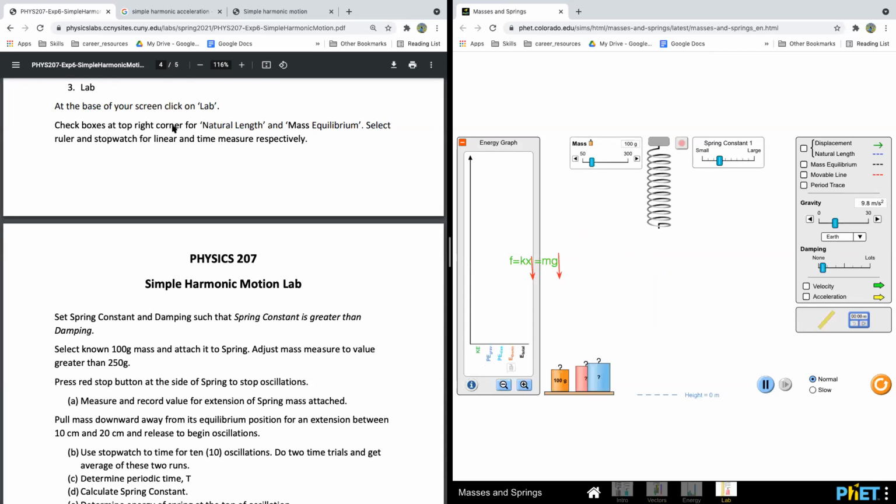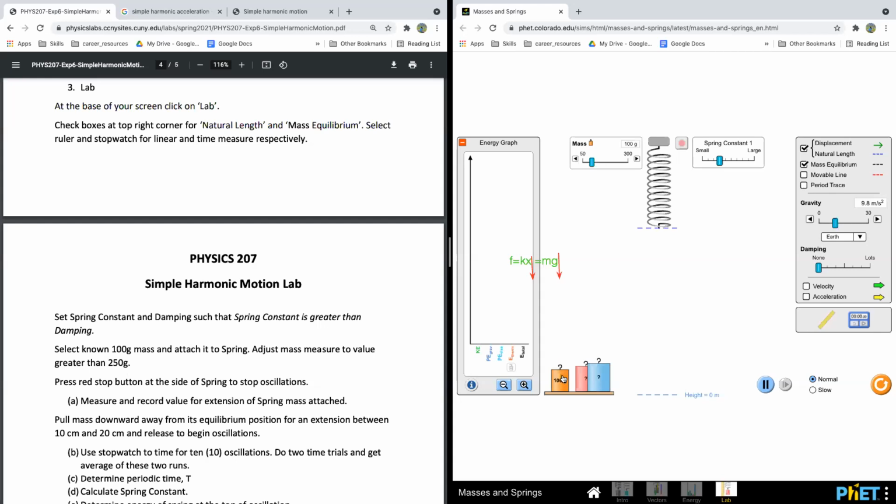So click check boxes on top right: natural length, mass equilibrium, the ruler, and stopwatch for linear time measure, respectively. Every time you just click them. Spring constant damping such that spring constant is greater than damping. I would suggest you change damping to 0, because if you have damping, that means you have energy loss.